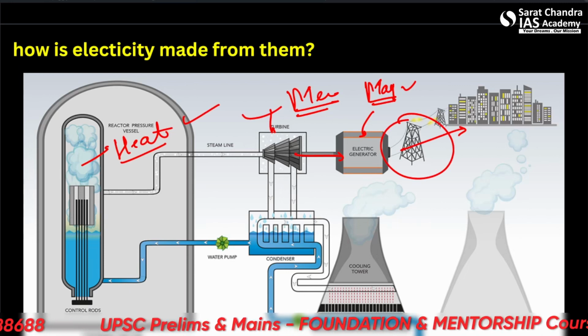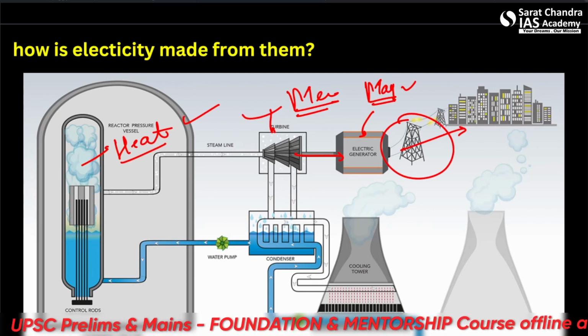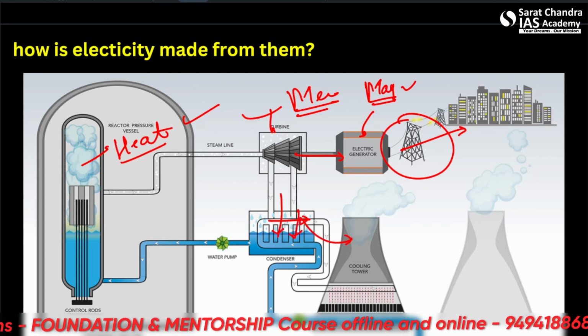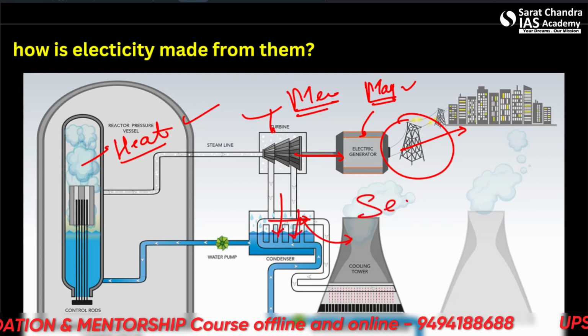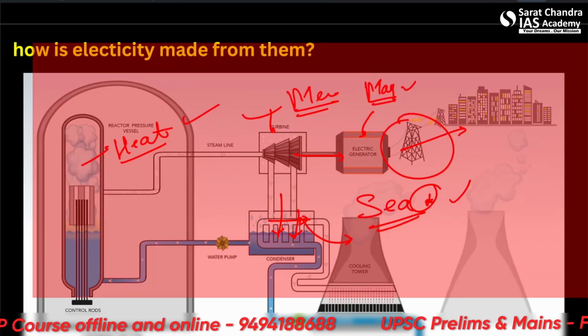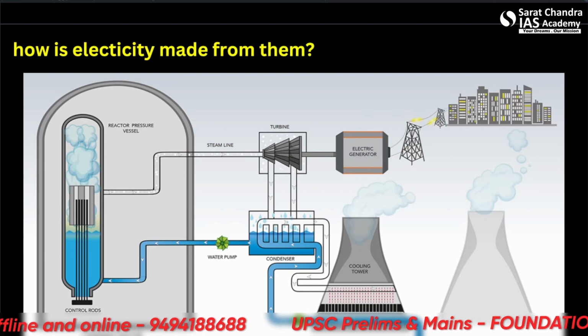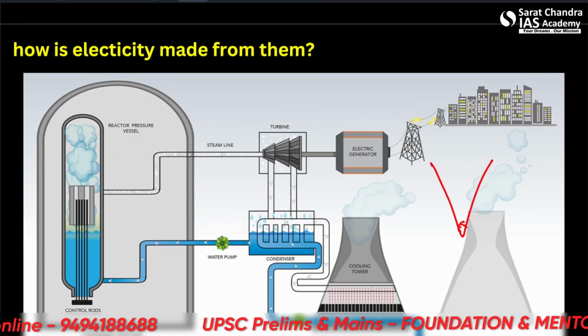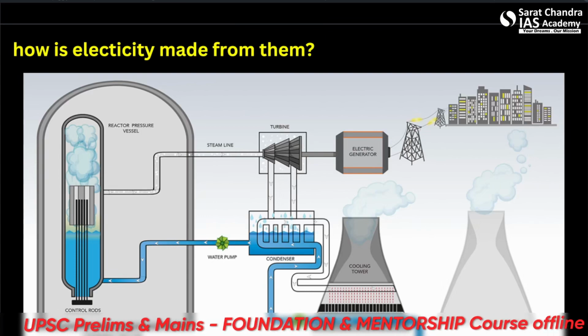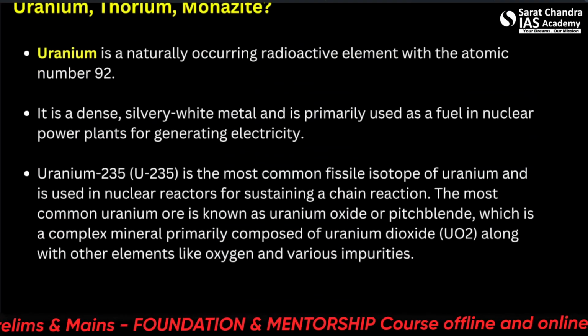The warm water, or whatever water is remaining here, is either sent back to the condenser or released. The wastewater is released into seas, which can be a cause of pollution. This is one of the big controversies going around the Kudankulam plant here in Tamil Nadu. So we'll see about that someday else. Let us now come to what are uranium, thorium and monazite.